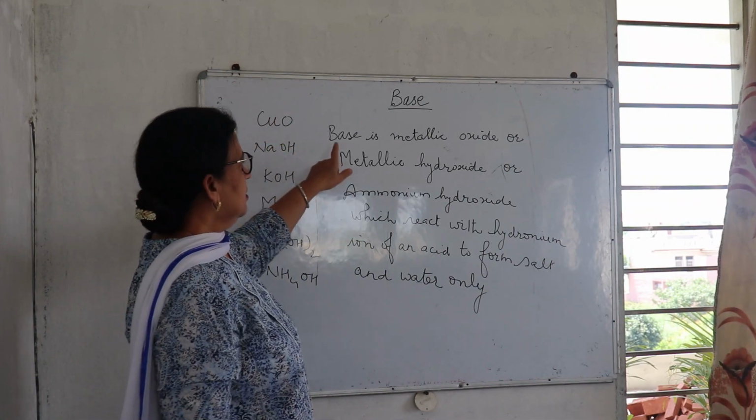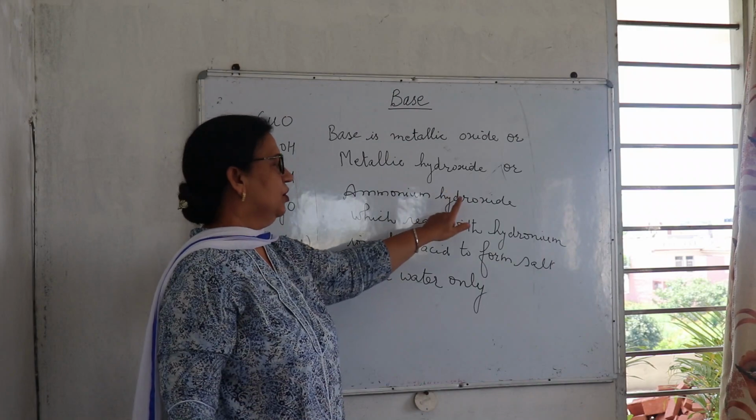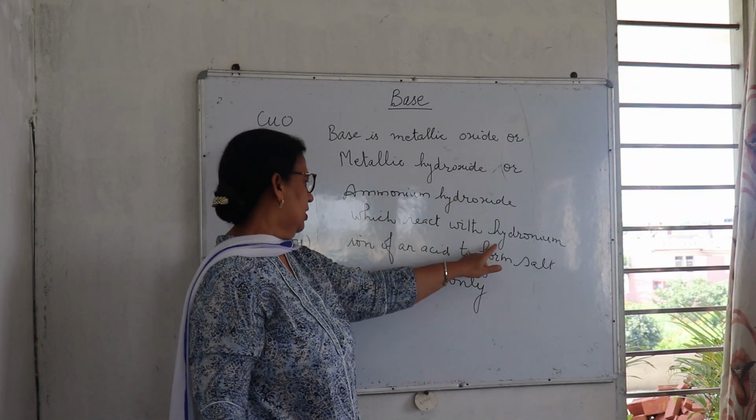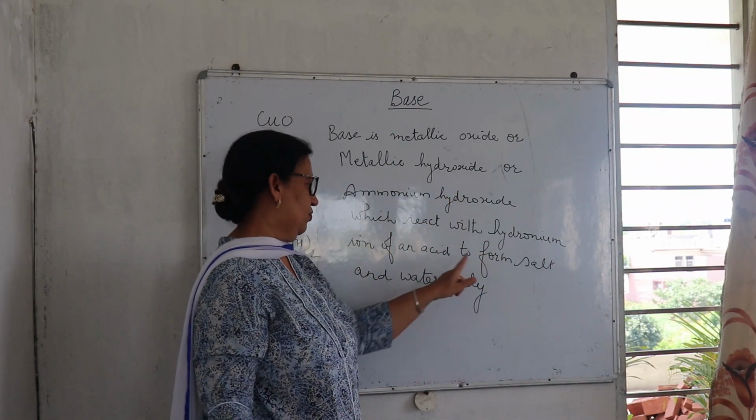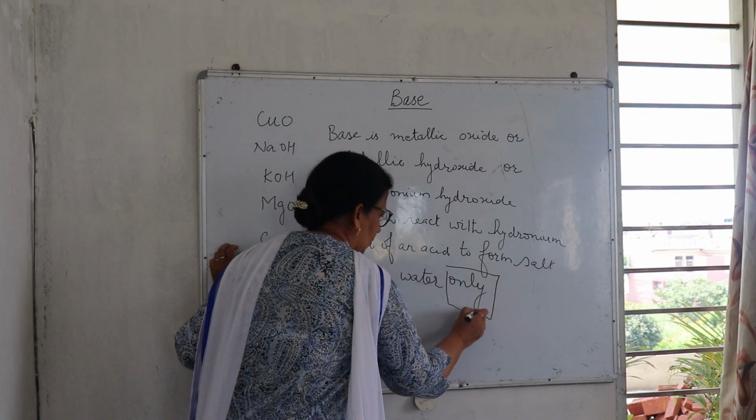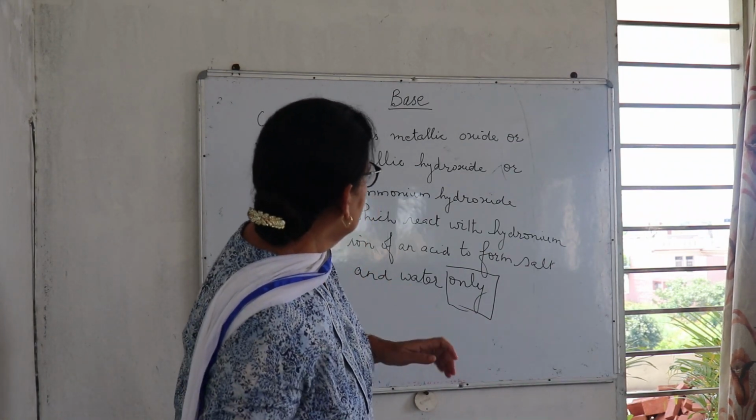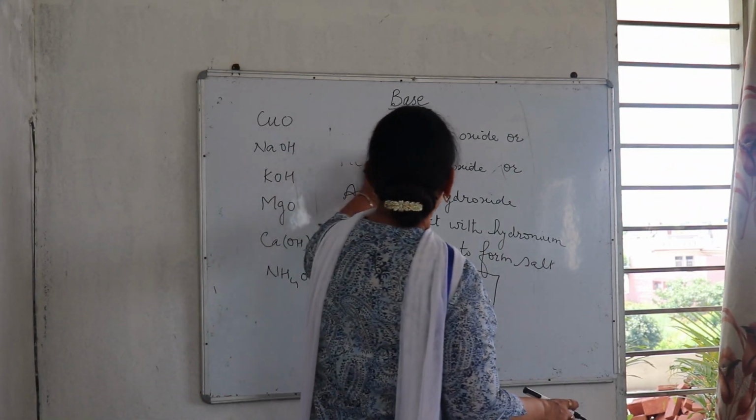So what is a base? A metallic oxide or metallic hydroxide or ammonium hydroxide which reacts with the hydronium ion of an acid to form salt and water only. Here is the importance of this word only. How is this word only important?